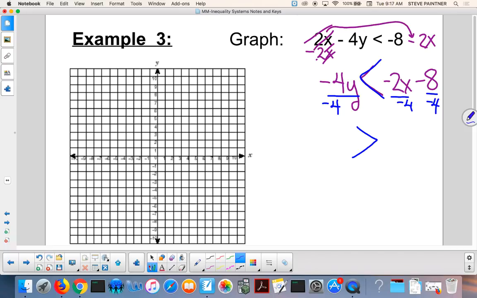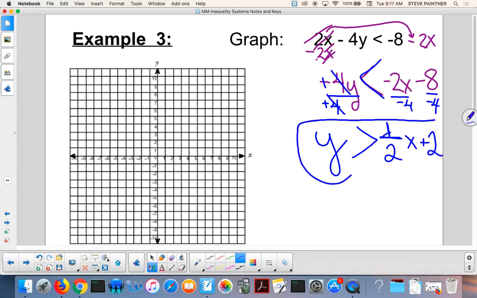Okay. Now just do what it says. What's negative 4 divided by negative 4? Well, that's 1, isn't it? It's positive 1y. It's greater than, sorry. Isn't it y is less than 1/2 x plus 2? Okay. So would you agree that this is my answer now? Yes. Okay. Aren't we exactly where we were yesterday? Yep. This is yesterday's problem.